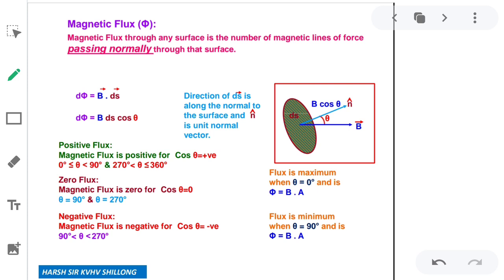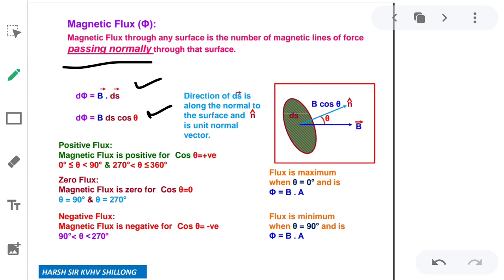What is magnetic flux? Magnetic flux through any surface is the number of field lines passing normally through the surface. Remember, the lines must pass normally to the surface. The formula is given as dφ equal to B vector dot dS vector, or you can say B dS cos θ. Let us understand how this formula came.